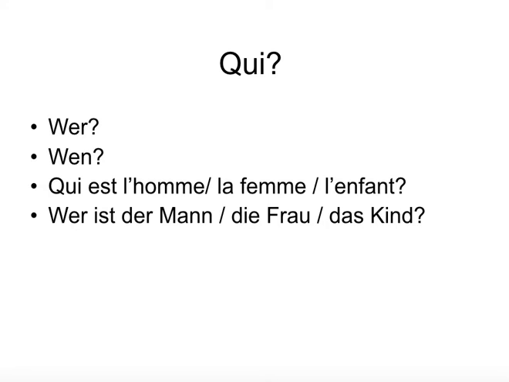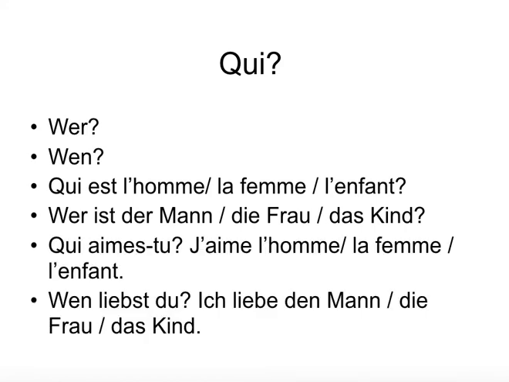And if you want to ask now about the direct object, you have to change the question word. It's no longer wer, but it will be wen. In French again, it would be qui aimes-tu? Wen liebst du? J'aime l'homme. Ich liebe den Mann. J'aime la femme. Ich liebe die Frau. J'aime l'enfant. Ich liebe das Kind. So, ich liebe, I'm the subject, but whom I love, wen ich liebe, will be in the accusative case, will be a direct object.